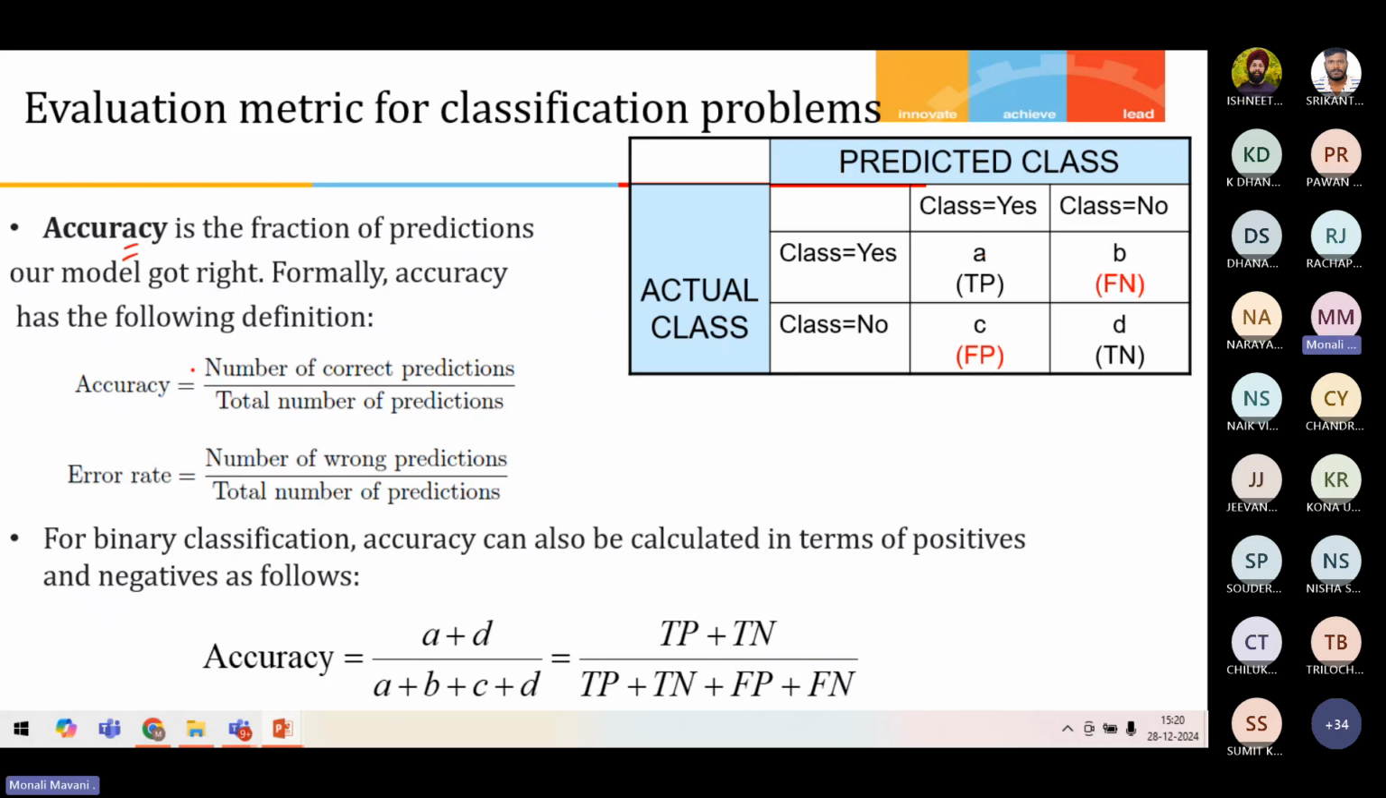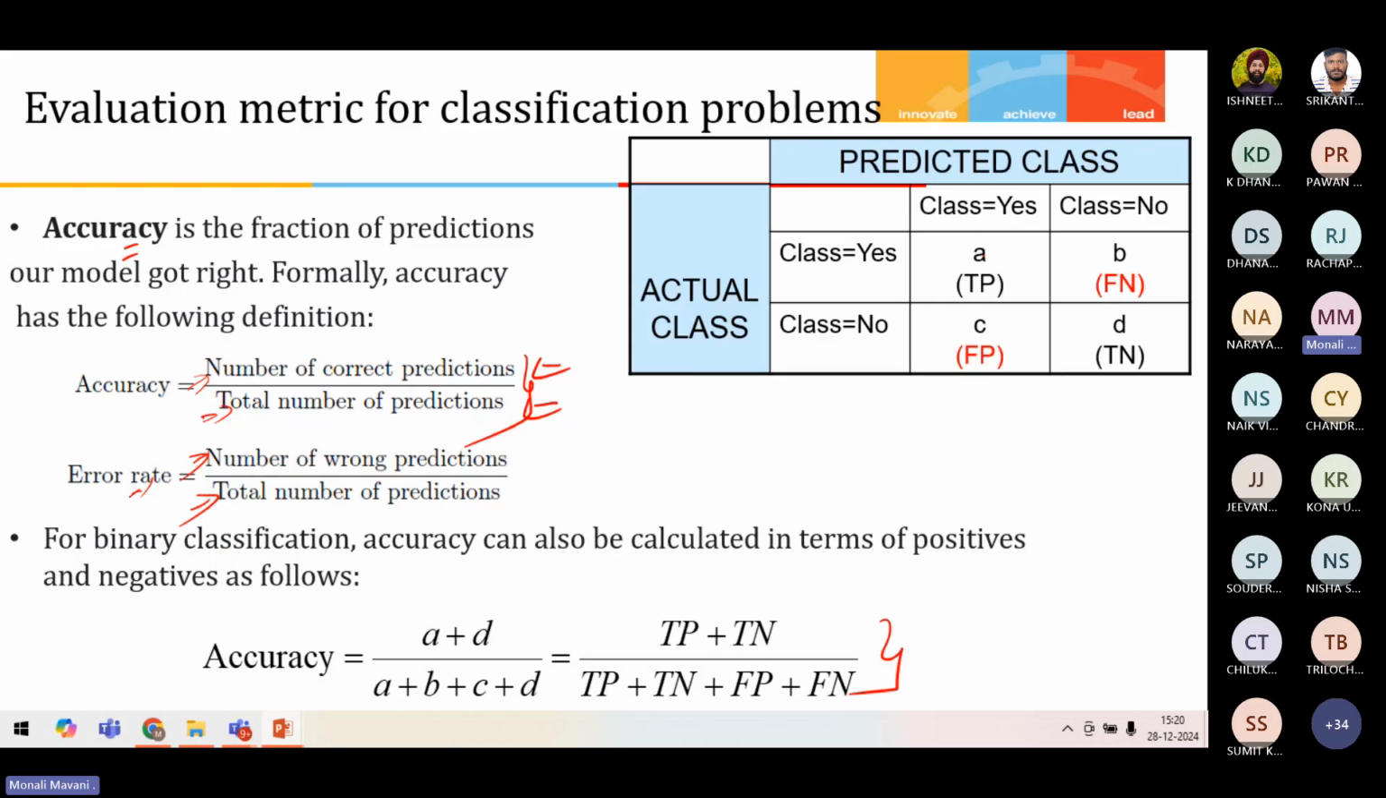The first one is accuracy: the number of correct predictions out of the total number of predictions. The formula is very simple, and with respect to true positive, true negative, false positive, false negative, it is TP plus TN over the total. You can take some time, there's a very logical understanding of why this formula makes sense. Out of all the predictions, how many are correct? That's accuracy. Error: out of all the predictions, how many are wrong predictions? This way you can find out the accuracy of the model.